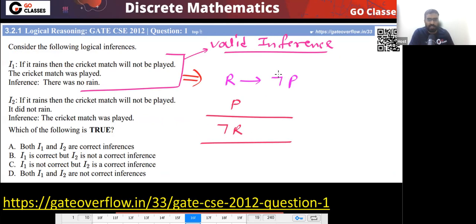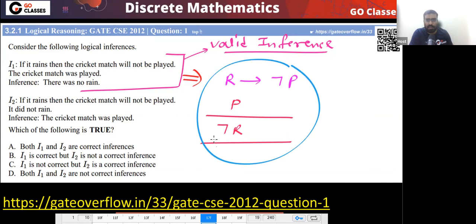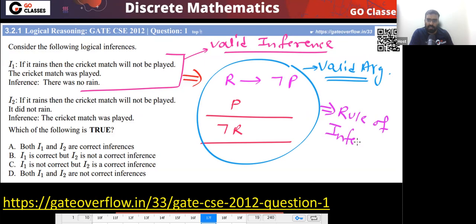Can anyone tell me which rule of inference this is? Remember, this is a valid argument and this is a popular rule of inference. What is the name of this rule of inference? The name is modus tollens.